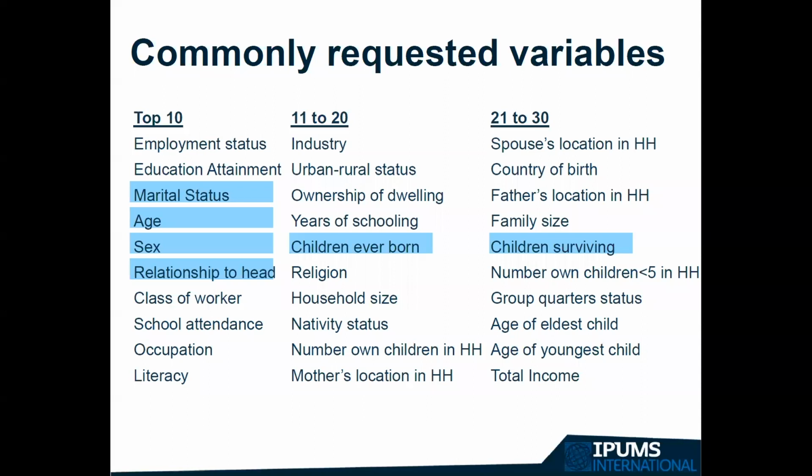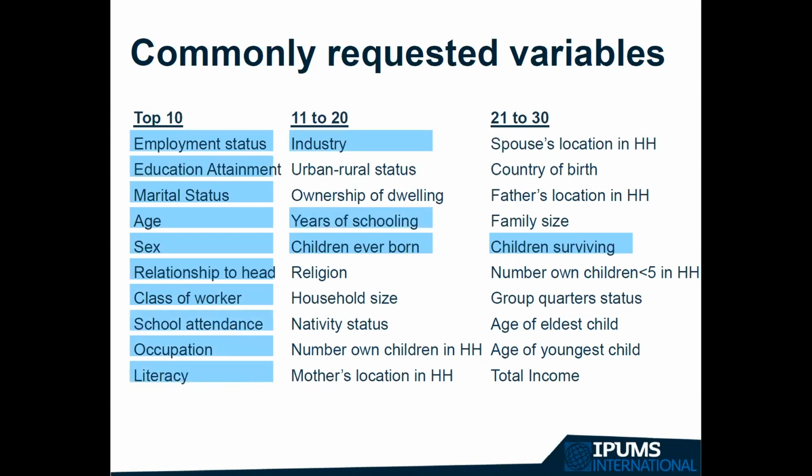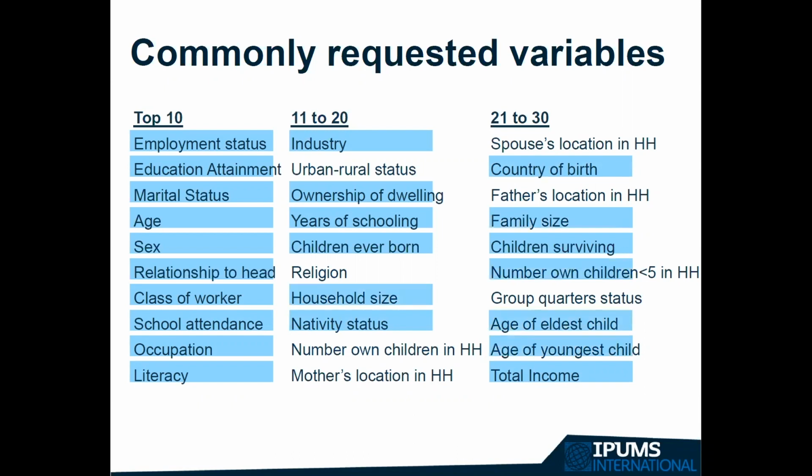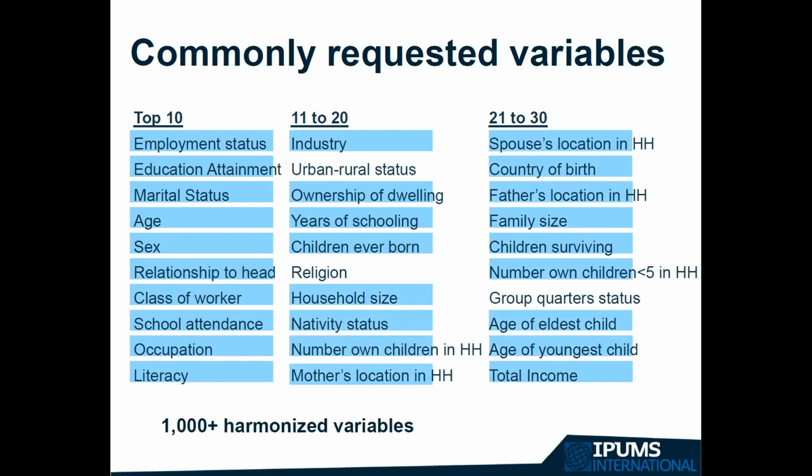So in addition to these basic demographic characteristics, there's variables related to work, education, economic status, migration, and household composition. This is just 30 of the over 1,000 harmonized variables that are currently available from the IPUMS International website.